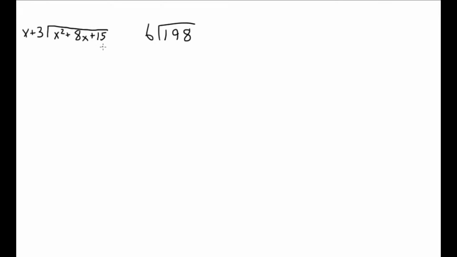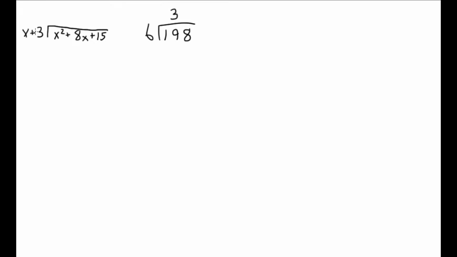So we're going to learn how to do polynomial long division by showing that it's exactly the same as doing it with numbers. So the first step here is we would say, can 6 divide into 1? And it cannot. So then we look at the two digits here. Can 6 divide into 19? Yes, it can. It can go into 19 3 times. So we put a 3 up there.